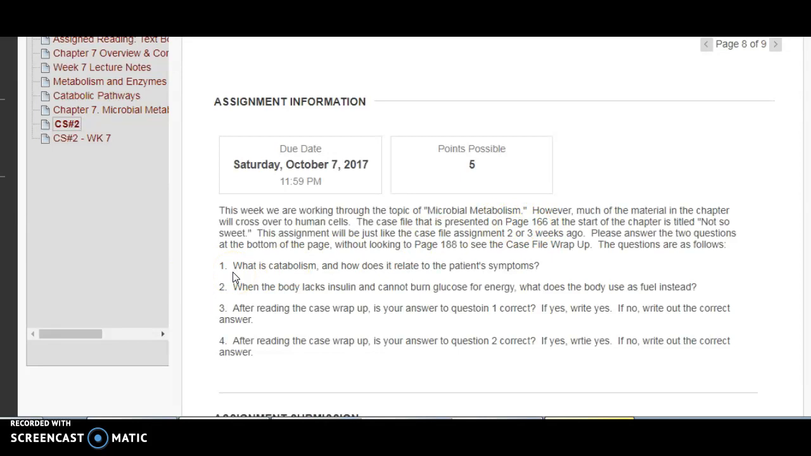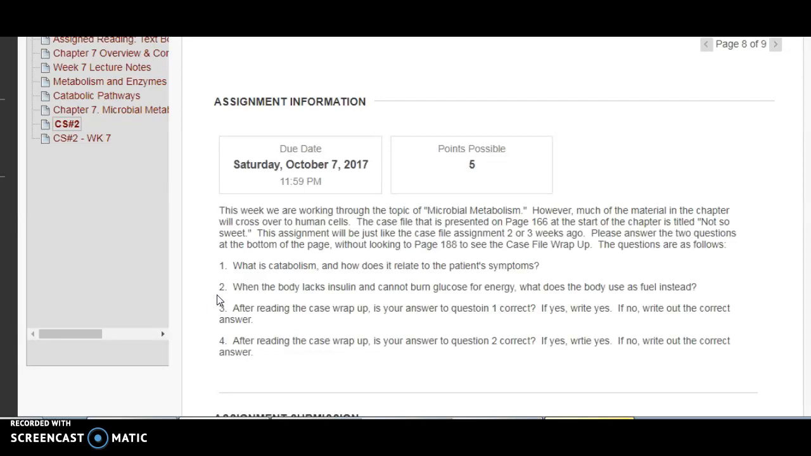What is catabolism? And how does it relate to the patient's symptoms? So again, we're talking about bacteria, but here we're talking about the human patient. And then question 2, when the body lacks insulin and cannot burn glucose for energy, what does the body use as fuel instead? So again, here we're talking about cellular energy and cellular metabolism. All right, so then I want you to write those answers out.